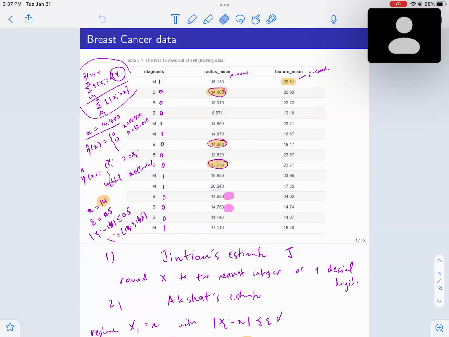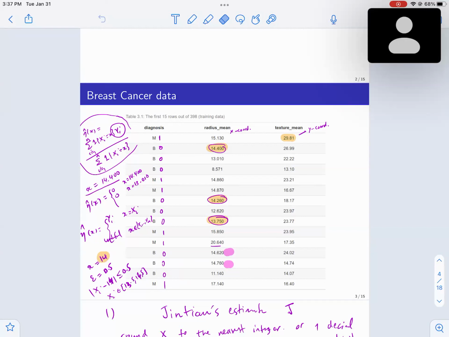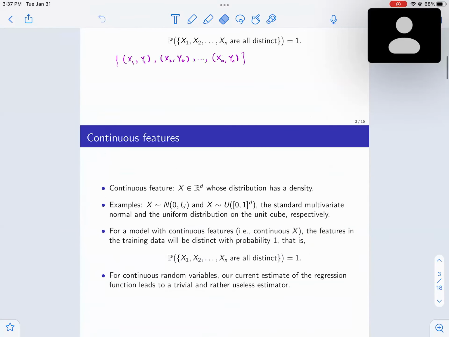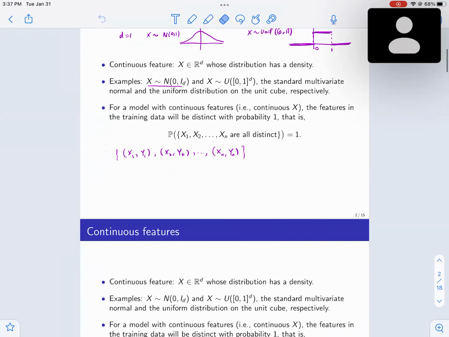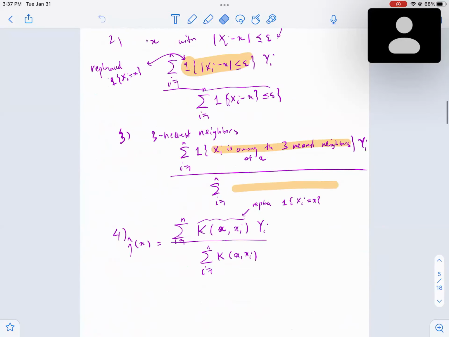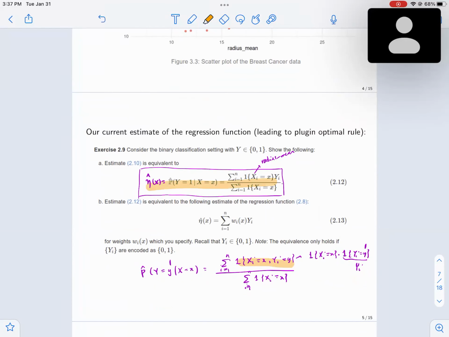Okay, so last time we started talking about doing classification on continuous variables. We saw that with continuous variables, the training data will have distinct X values, and so the estimator technology that we had does not work.